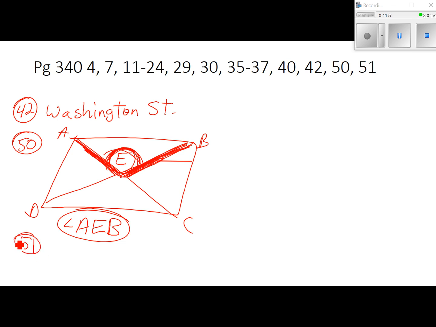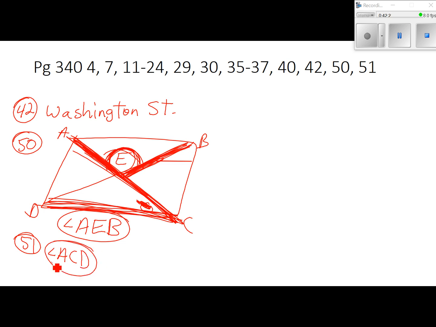51, same picture. So I'm not going to draw it again. Segment AC and segment DC. Segment AC, that's this whole thing. And segment DC is this bottom. They want the included angle. So it's going to be that angle right there. That's the angle we're looking at. So we just name it angle ACD. Remember to use your angle symbol. And for these, we had to use 3 letters to name the angles.